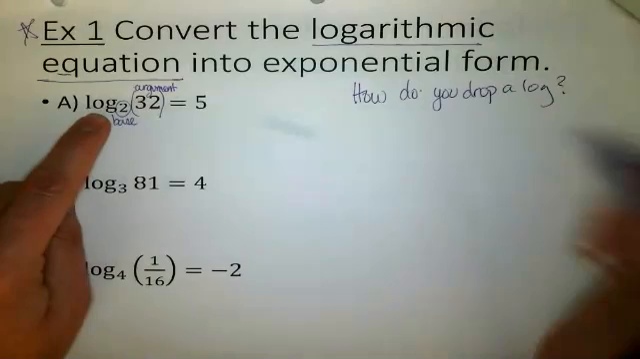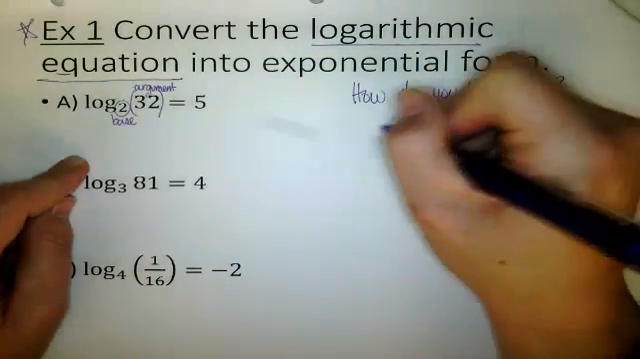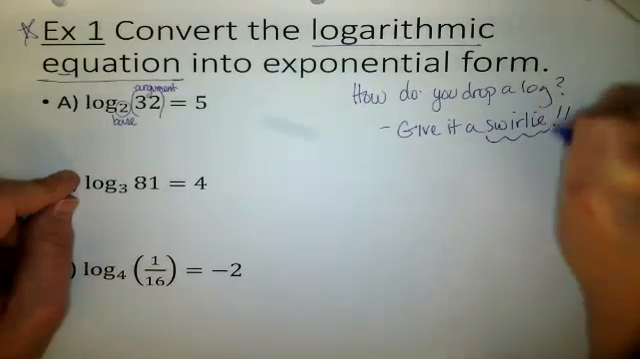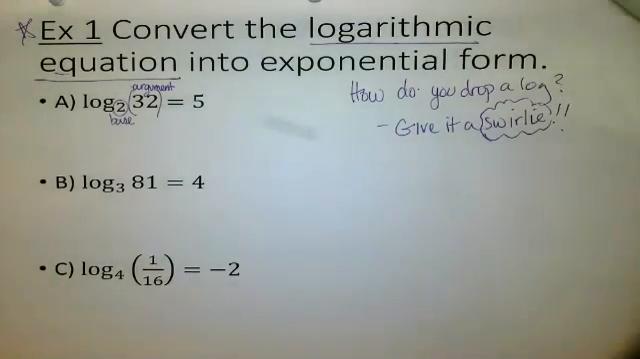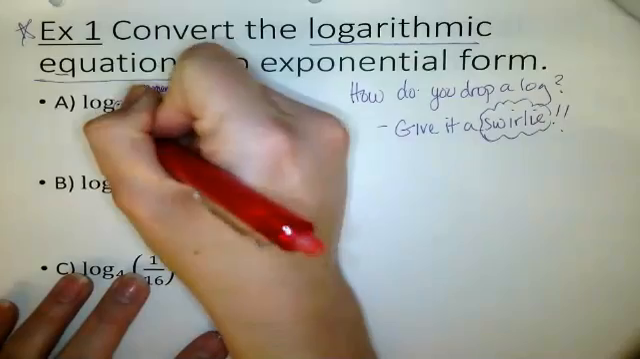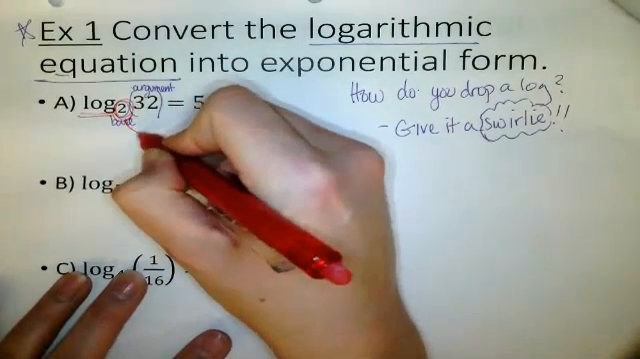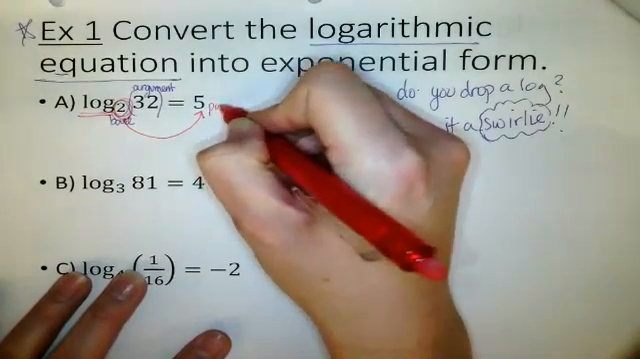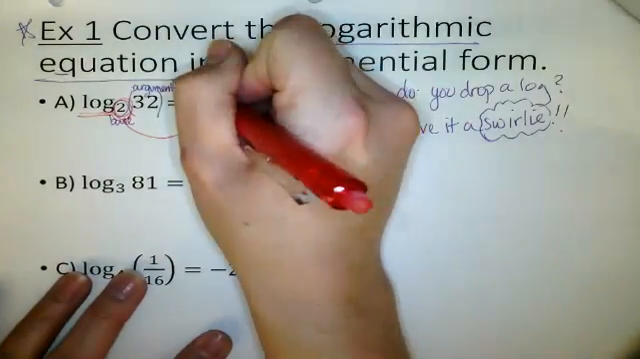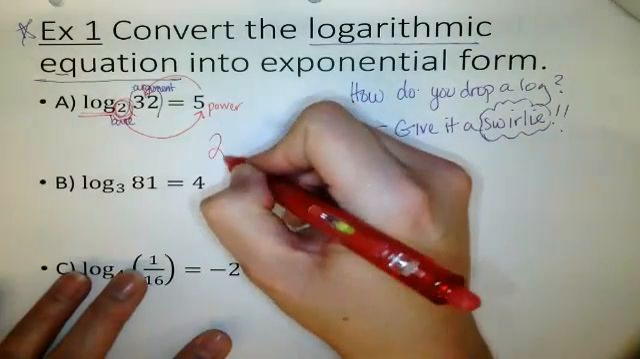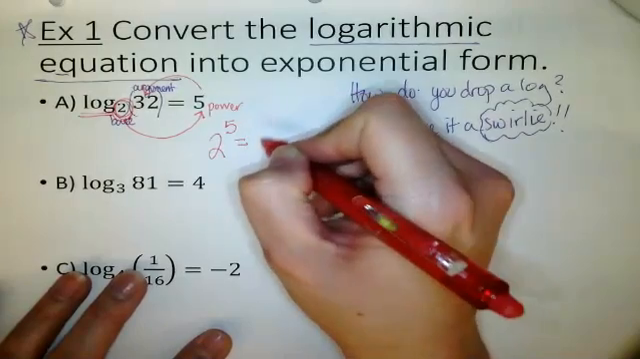This applies to this scenario. We have a logarithmic equation here. How do you drop a log? Give it a swirly. Swirly is the magic word here, ladies and gentlemen. That one word is going to help you remember what you do when you have a logarithm. How do you drop a log? Give it a swirly. So what's a swirly? You're going to start with the base. You're going to swirl around the equal side and pick up your power. And it's equal to the argument. Do you see the swirl? So it's 2 to the power of 5 is equal to 32.